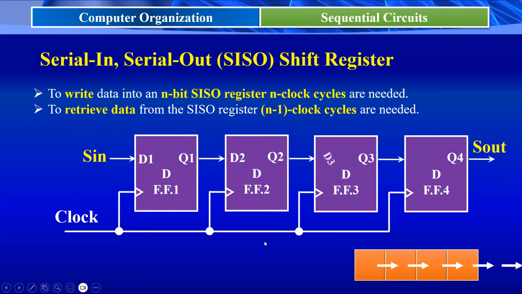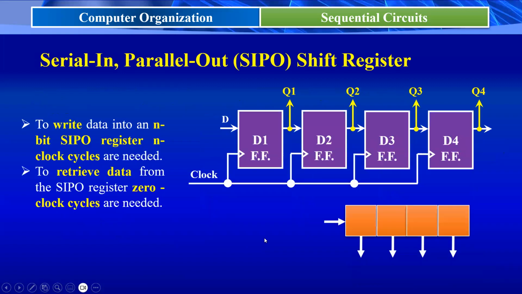Next shift register is the serial in parallel out SIPO register. This is the structure of SIPO. The data is entered serially like this. So here the data input is applied to the first flip-flop. The output of the first flip-flop is given to the second, the second flip-flop output is given to the input of the third flip-flop, and the third flip-flop output is given to the input of the fourth flip-flop.